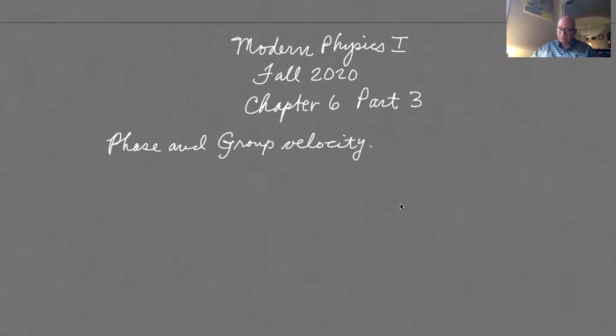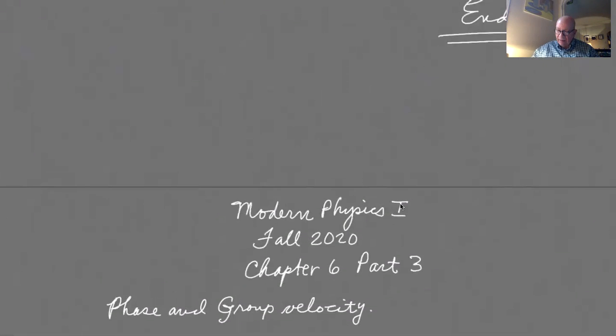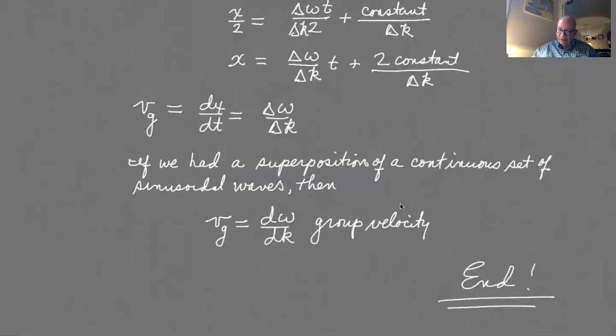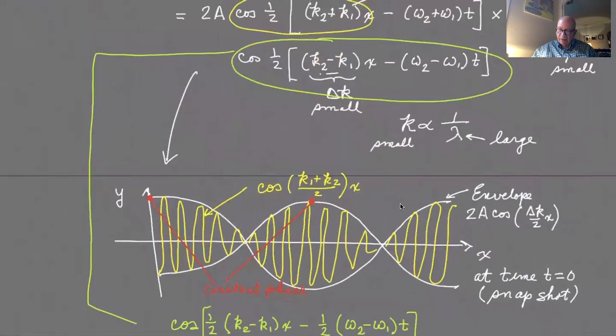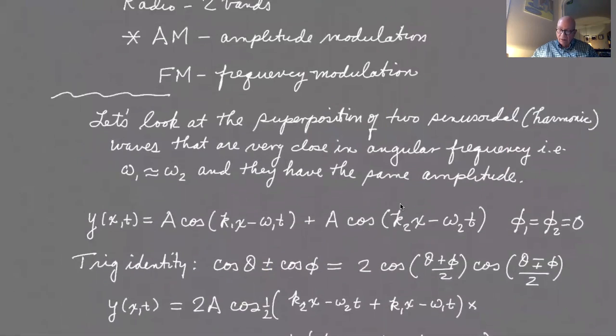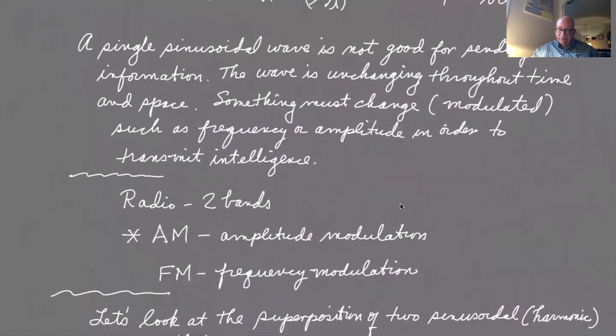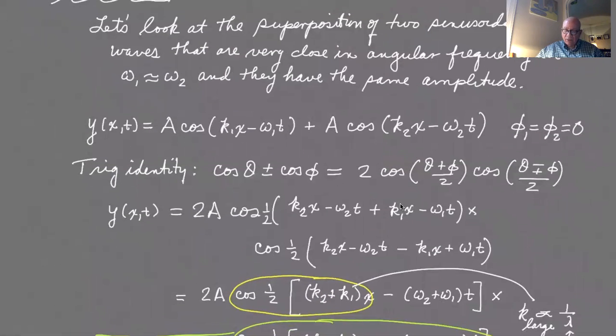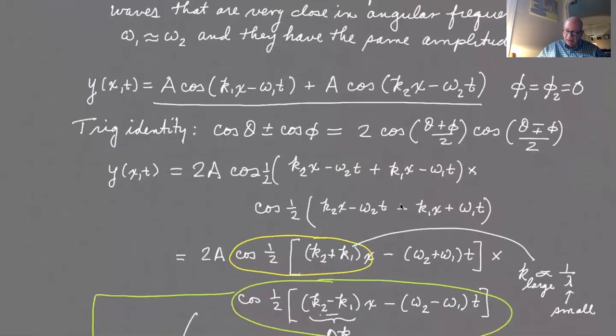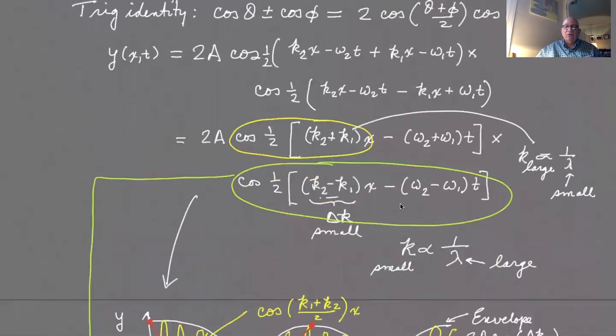Okay, so you will recall last time we ended constructing a two sinusoidal wave, and so from that we got that the sum of two sinusoidal waves actually gave rise to a high frequency part and a low frequency part.